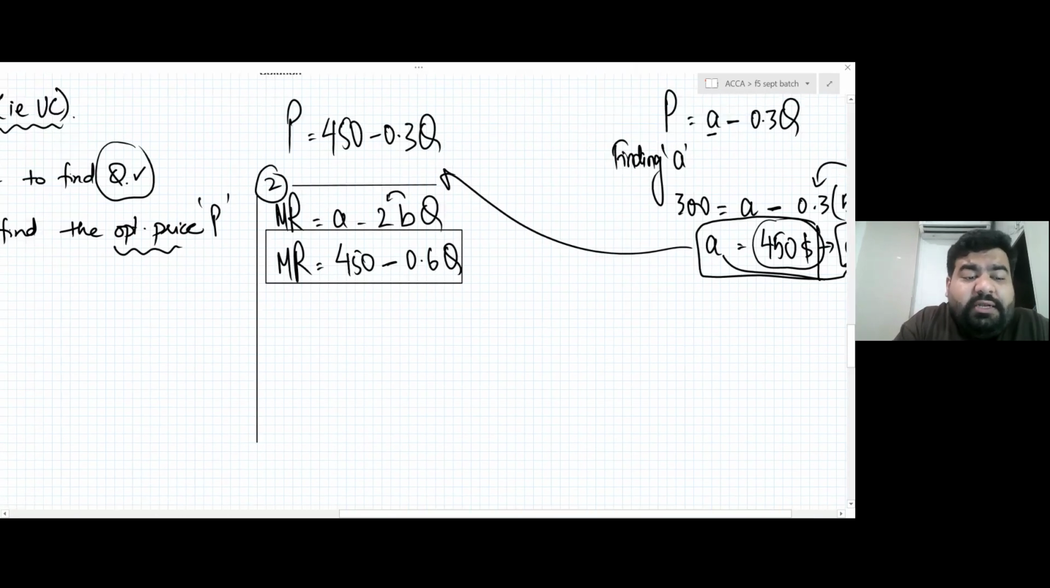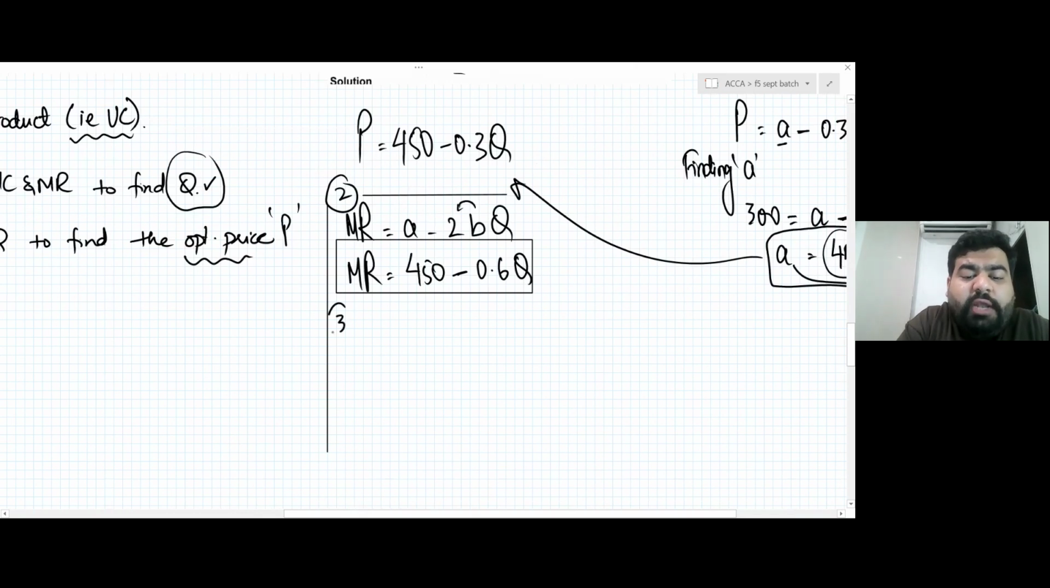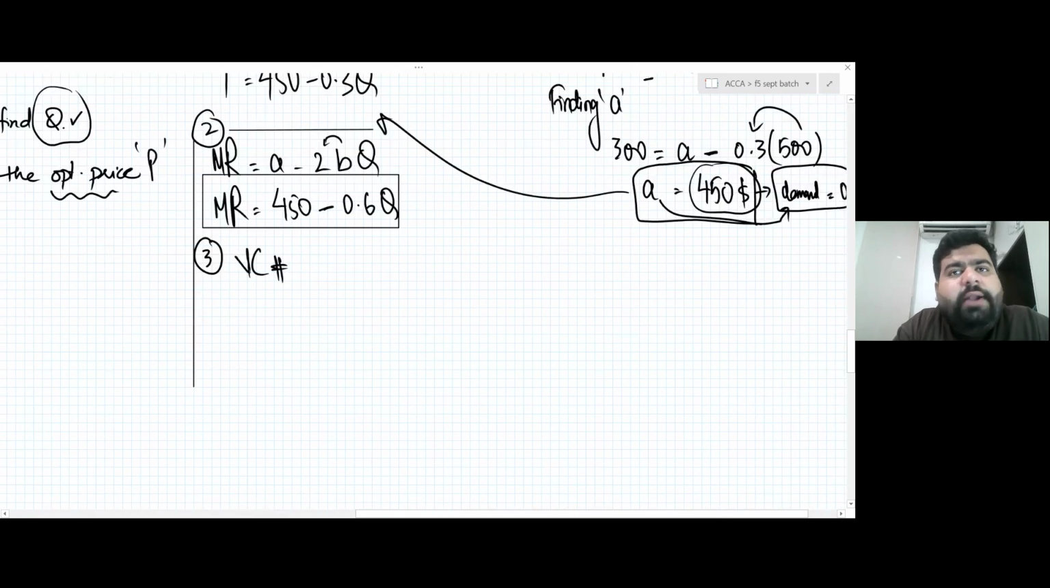Now, what is the third step? Establish or calculate the marginal cost. So the third step is to calculate or establish the variable cost, meaning marginal cost in the question. If you see the question, they have already told you that variable cost per unit is 90. They have told you directly. If they haven't told you, it's very easy. Direct material, direct labor, direct expense, these are variable costs, and variable production overhead, just add them. So variable cost is 90.